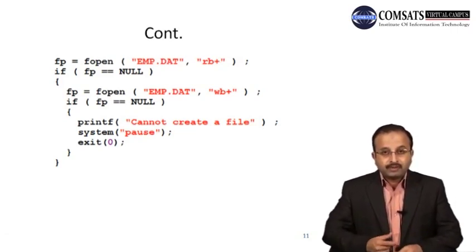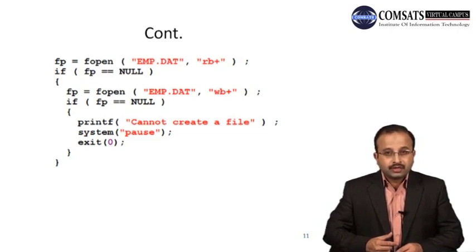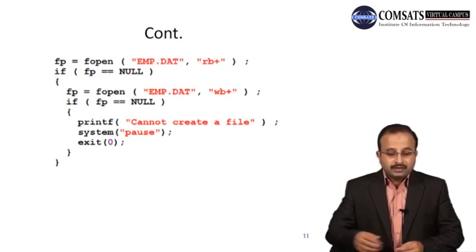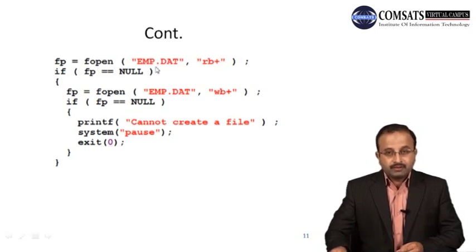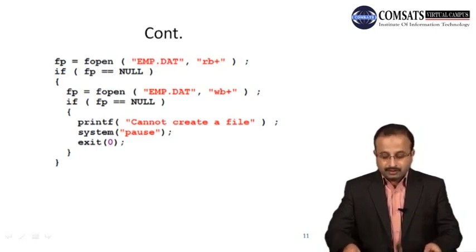So every time you run the program, it first tries to open the file in RB plus mode. If it is unsuccessful to open the file in RB plus mode, then it opens the file in WB plus mode. And what are the situations where it is unsuccessful to open the file in RB plus mode? The first situation is when you run the program at the very first time. The second situation is that when you run the program and then afterwards you delete the file, the emp.dat फाइल को अगर आप डिलीट कर देते हैं बाद में, तब भी ये जो fopen की जो फर्स्ट स्टेटमेंट है ये नल रिटर्न करेगी. ठीक है, बिकॉज फाइल इसको नहीं मिलेगी.